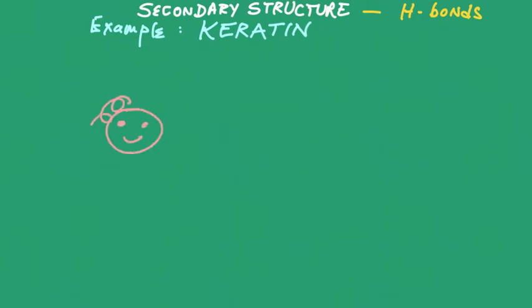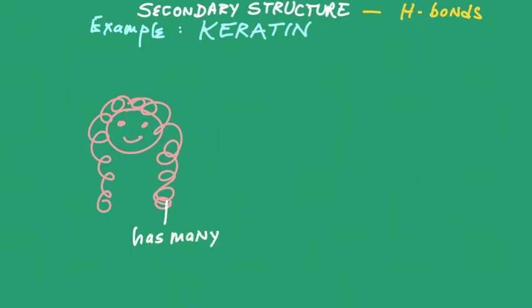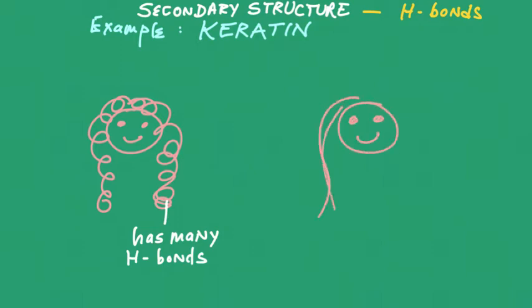Here's a person with naturally curly hair, and in this person, the keratin has many more hydrogen bonds than a person with straight hair. So there are many more hydrogen bonds that hold this keratin structure together. That's what makes the hair curly. Here's naturally straight hair. This person's keratin here has very few hydrogen bonds.